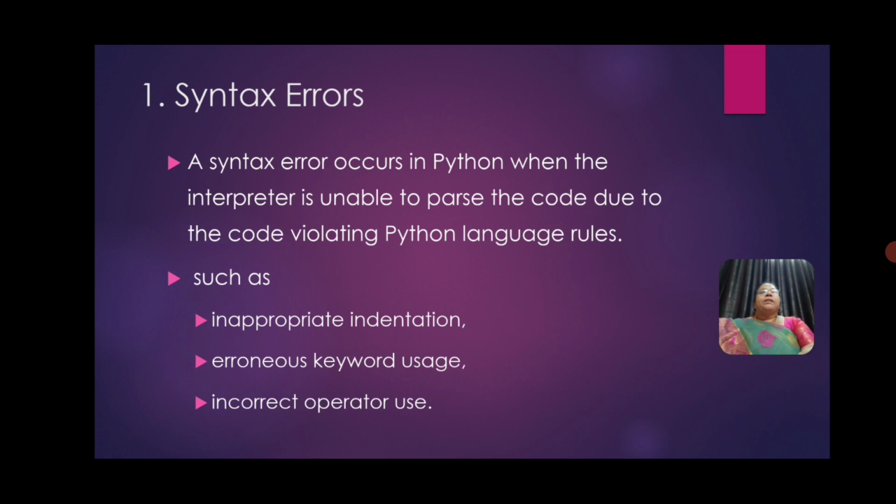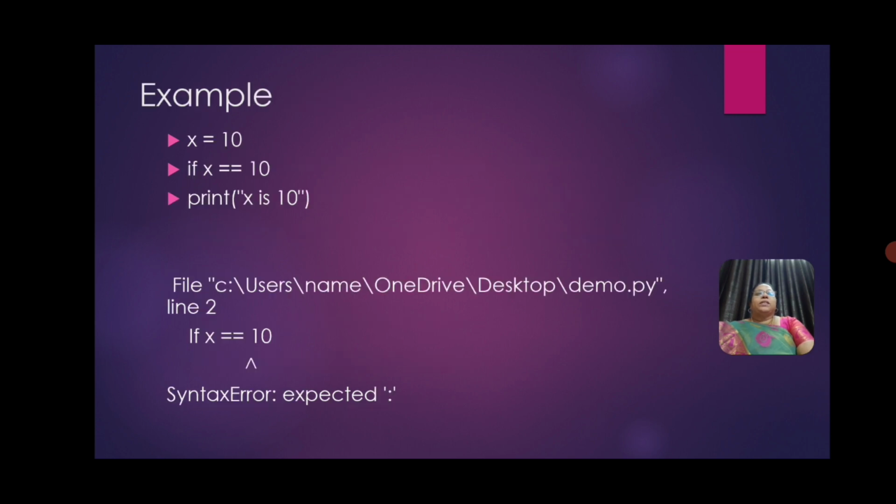Syntax errors. A syntax error occurs in Python when the interpreter is unable to parse the code due to the code violating Python language rules, such as inappropriate indentation, incorrect operator usage. Example: x = 10, if x == 10, print x is 10. Here, in the if statement, a colon should be there. This colon is missed here, so it is a syntax error.